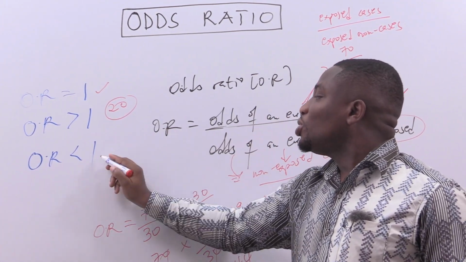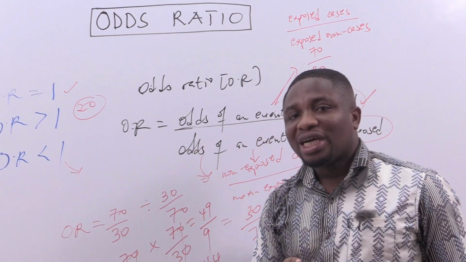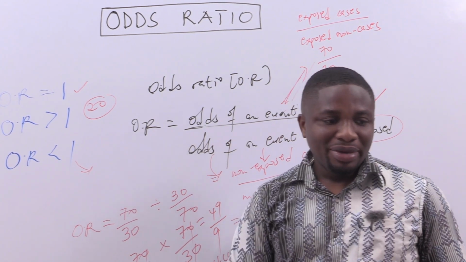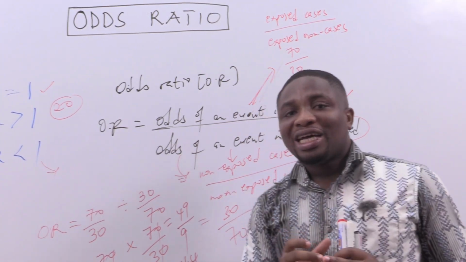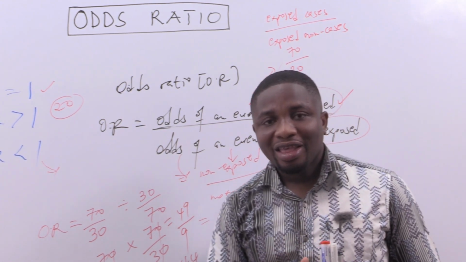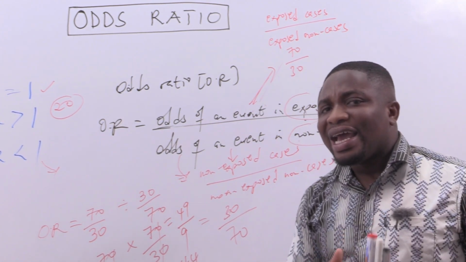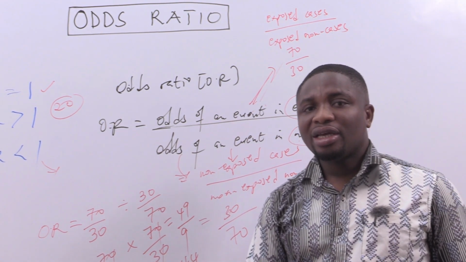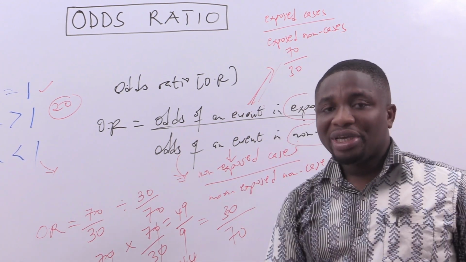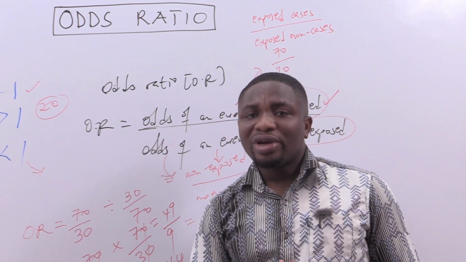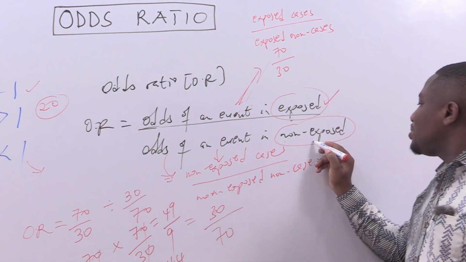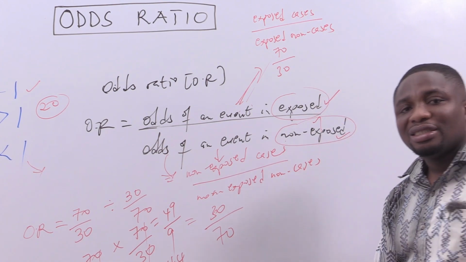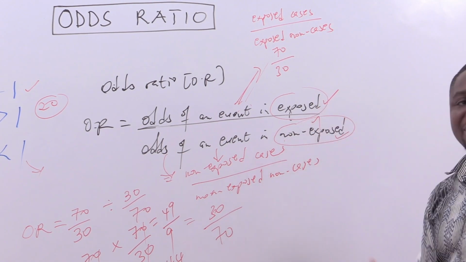All right, let's move ahead and look at the last interpretation, which is going to be the odds ratio less than 1. Odds ratio less than 1 means that exposure is associated with lower odds of the outcome. What does that mean? It means that the odds that an event or a disease will occur in the exposed population is lesser than the odds that the disease will occur in the non-exposed. In another way, we can say that the odds that the disease will occur in the non-exposed population is greater than the odds that the event will occur in the exposed.